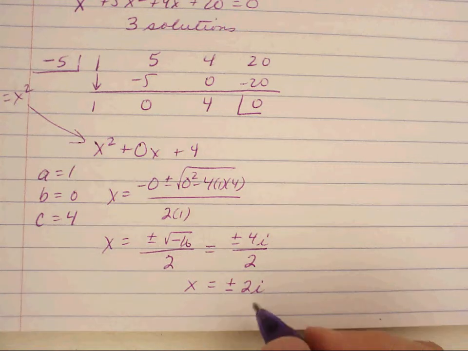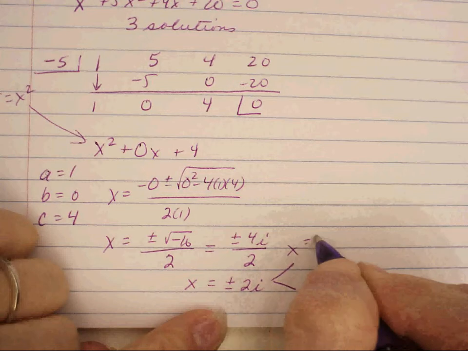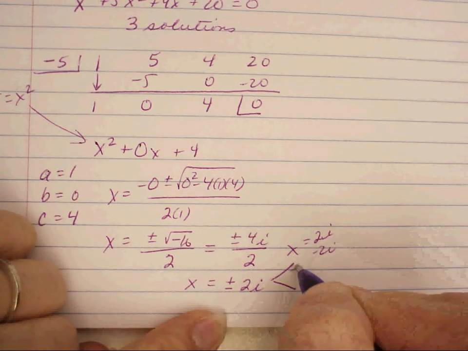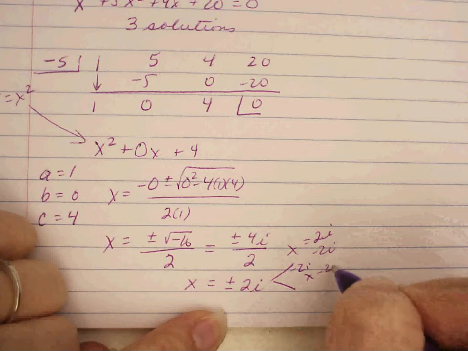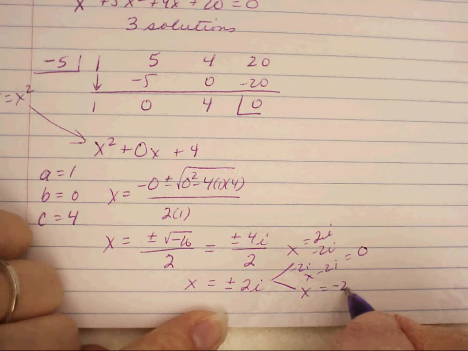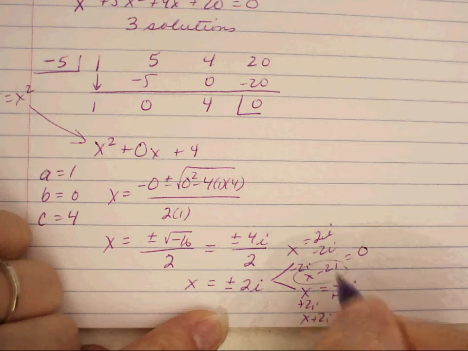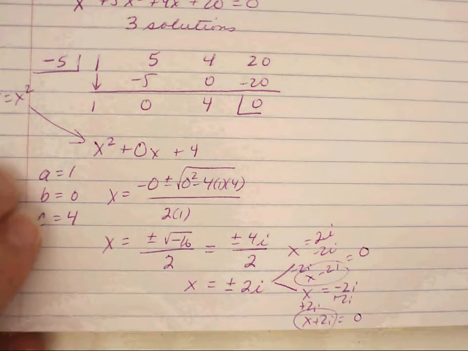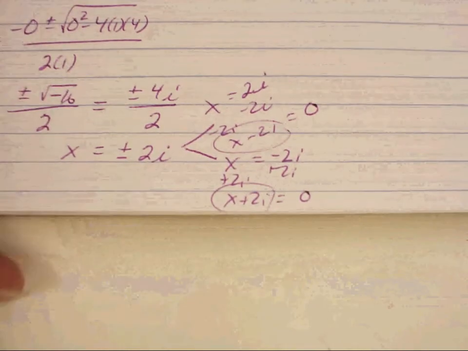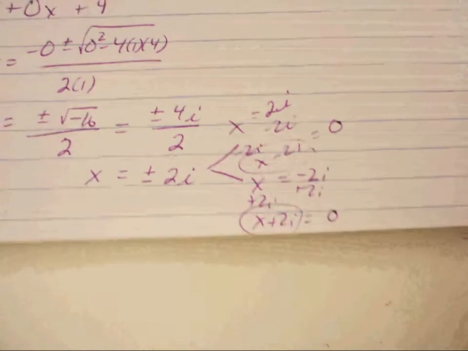So now we have 2 imaginary solutions. How do we change them into factors? So if you have x equals 2i, you subtract it from both sides. That says x minus 2i equals 0. That's factor 1. Then you have x equals negative 2i. Add 2i to both sides, and x plus 2i equals 0. So when you have an imaginary solution, you also have to know how to turn it from a 0 or a solution into a factor.